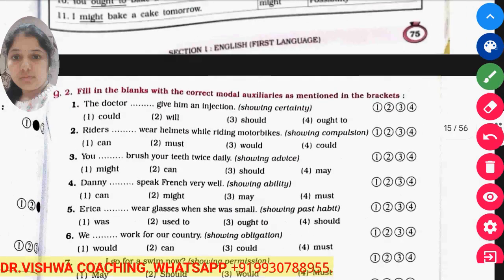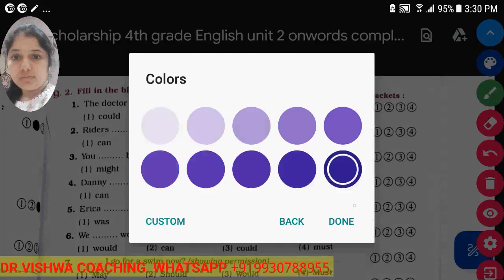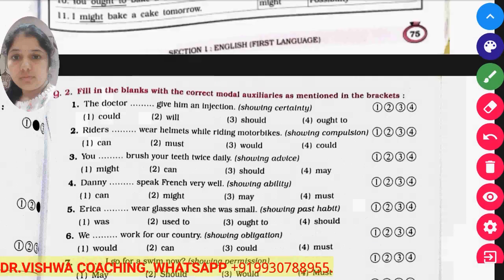We'll move to the second question of the practice exercise. Now the second question of the practice exercise is fill in the blank with the correct modal auxiliary verb as mentioned in the bracket. Okay, so the meaning is mentioned and we have to choose the correct word. The doctor dash dash give him an injection. We have to show the certainty.